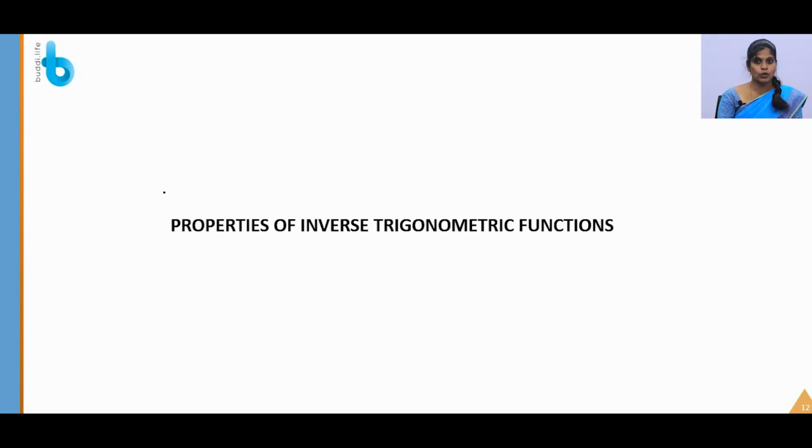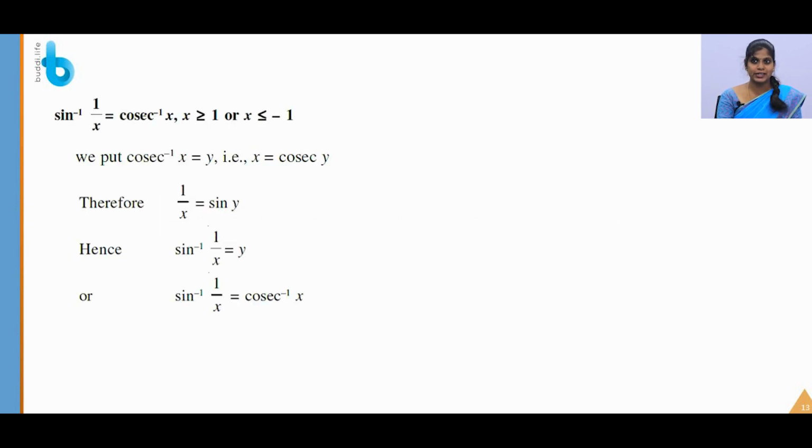Next we will now see the properties of inverse trigonometric functions. Our first property is sine inverse of 1 by x equal to cosecant inverse of x, where x is greater than equal to 1 or x is less than equal to minus 1. Okay, to show this, first we will take cosecant inverse of x equal to y. We are just assuming cosecant inverse of x equal to y.